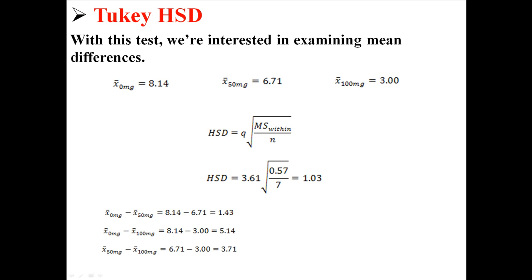So down here you can see I'm making 3 comparisons. 0 and 50 are 1.43 away from each other, so that means they're different because it's greater than 1.03. 0 and 100 is 5.14 away from each other, so that's different. And 50 and 100 is 3.71 away from each other, so that's different. So all 3 of these groups are different from each other using the Tukey HSD post-hoc test.